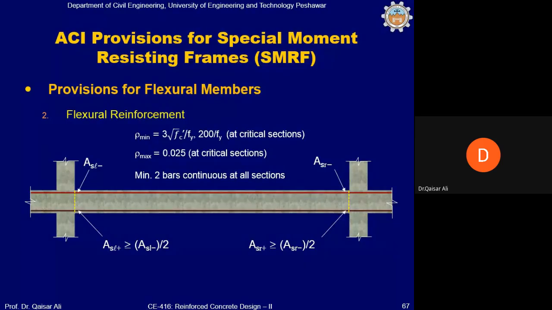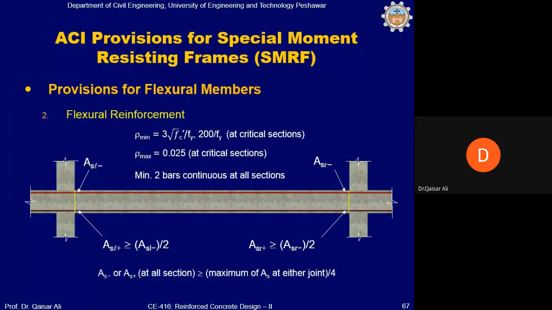As an example, if 10 bars are required against bending moments obtained from gravity and earthquake loading on the top side of the beam, at the ends of the beam, then at least 5 bars must be placed on the bottom side of the beam at the same section. If the reinforcement obtained from the analysis on the positive side, the bottom side of the beam at the end of the beam, is more than 50% of the negative reinforcement, then that reinforcement must be placed. However, if it is less than 50% of the negative reinforcement, then the reinforcement shall be placed at least 50% of the negative reinforcement. Okay.